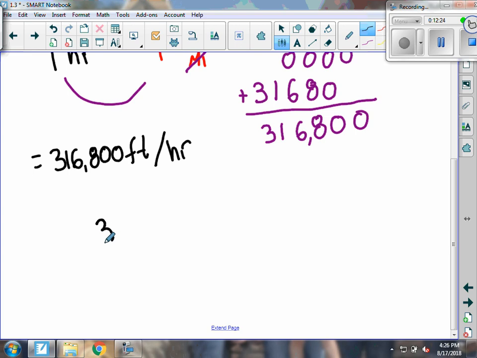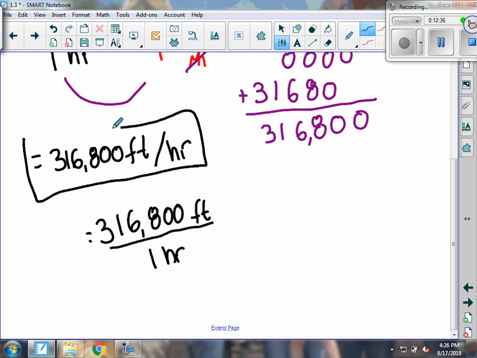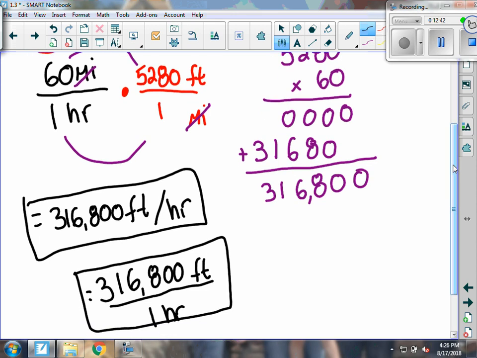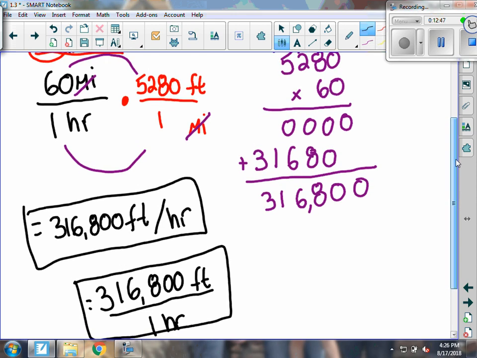Again, you could also write this as 316,800 feet over 1 hour. Both of these are correct. So you can use whichever one you like best. So make sure that you have that all written down.